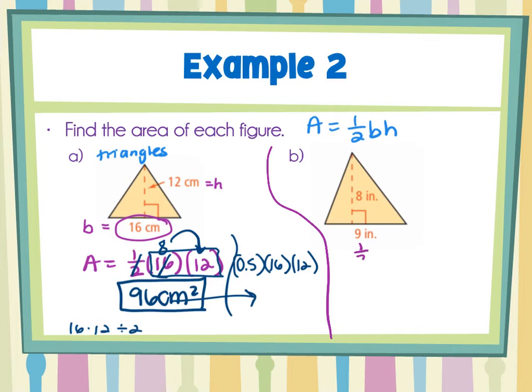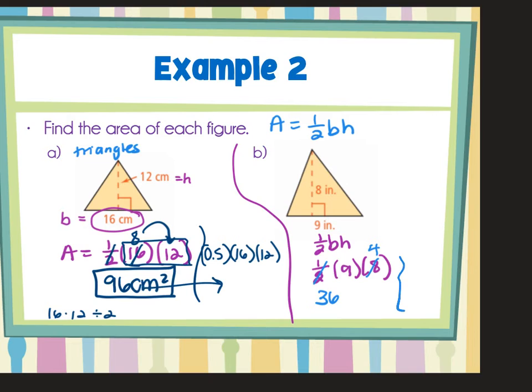B is also 1/2 base times height. So 1/2 9 times 8. So here's an example where 1/2 of 9 is harder than multiplying those two and dividing. You can also do the 1/2 of the 8, which would be 4. That's 36. Or you could do 1/2 9 times 8, which is 72, which is also 36. Either way, you get 36, and this would be inches squared.